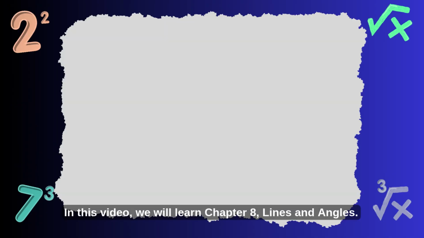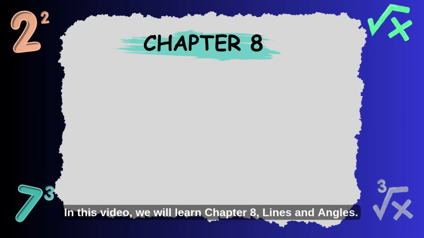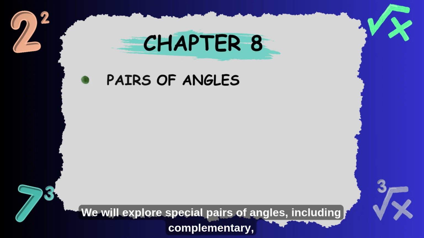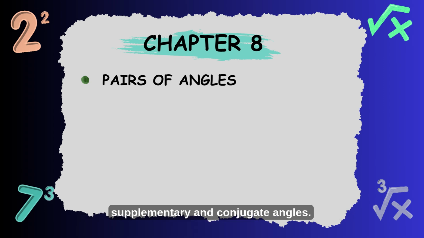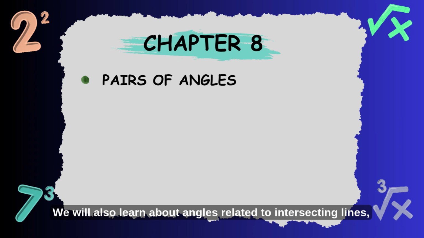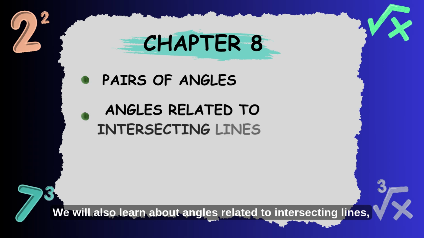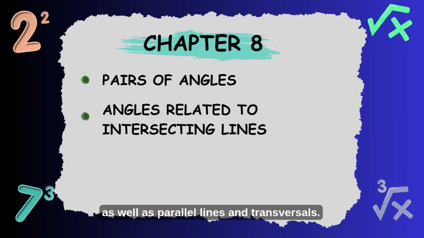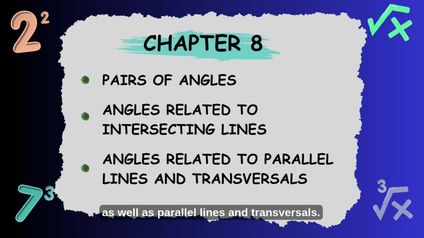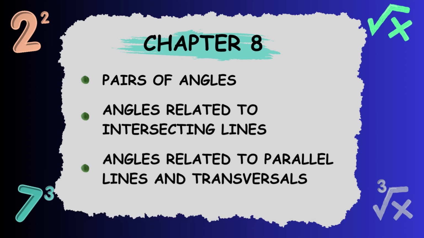In this video, we will learn Chapter 8, Lines and Angles. We will explore special pairs of angles, including complementary, supplementary and conjugate angles. We will also learn about angles related to intersecting lines, as well as parallel lines and transversals. Finally, we will learn how to find unknown angles.